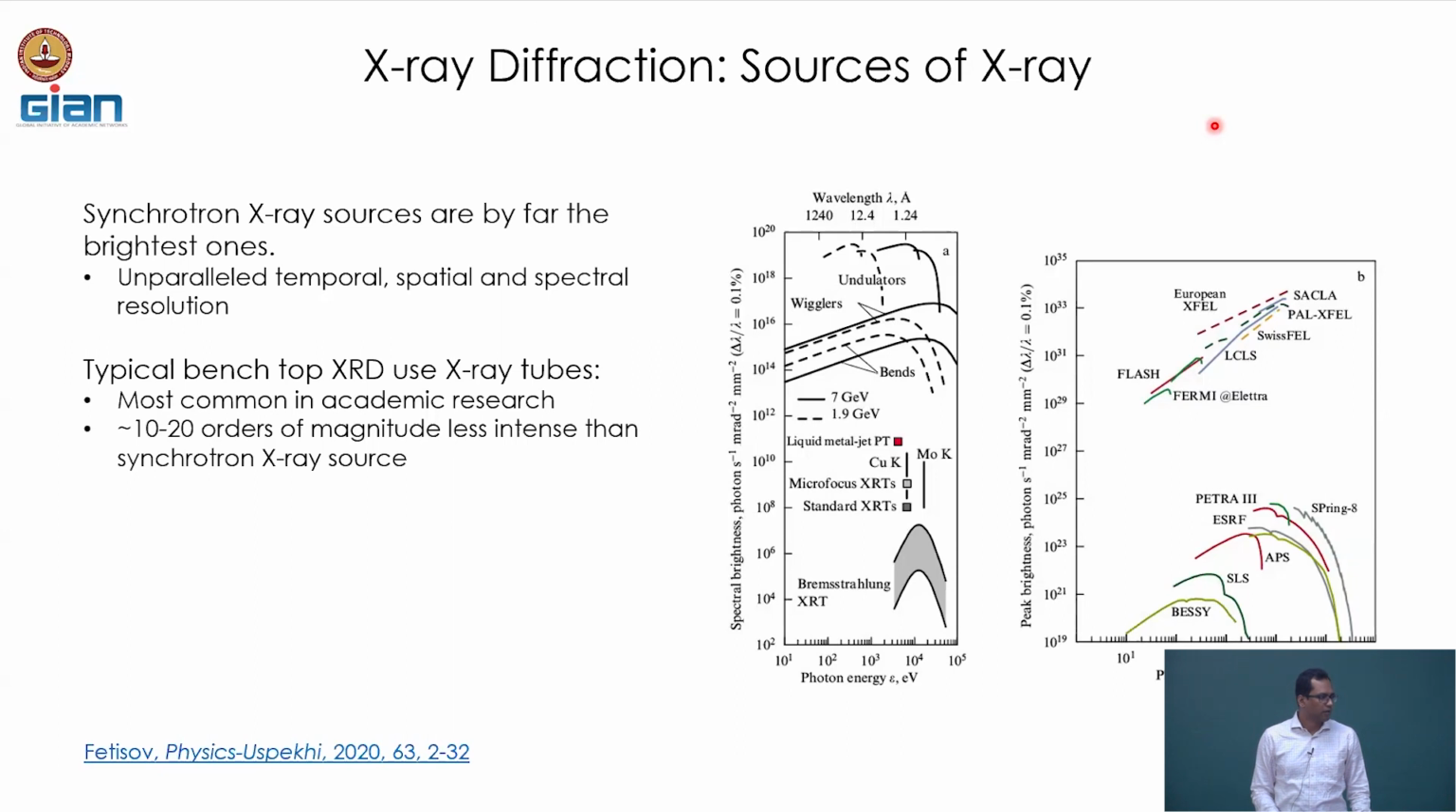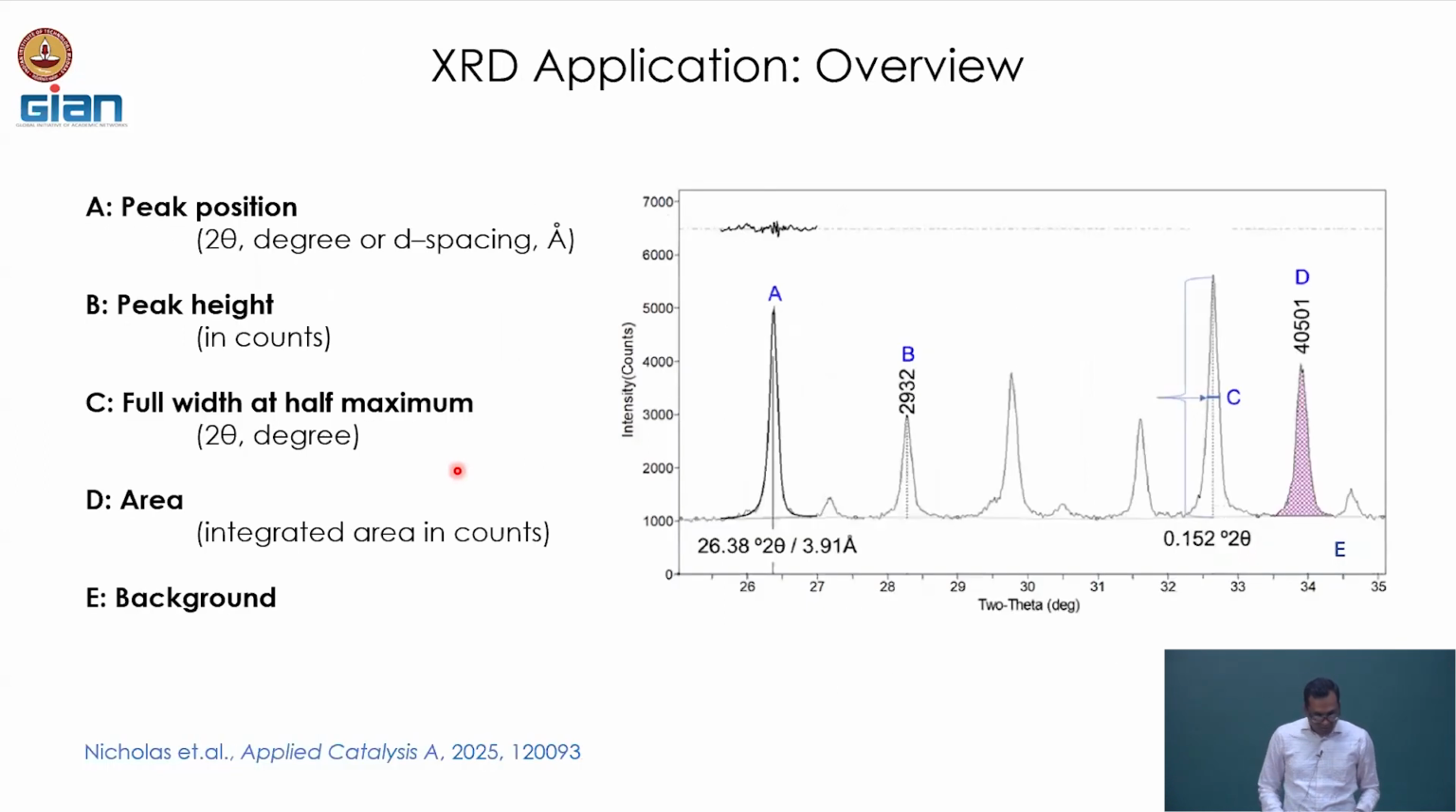In a synchrotron beamline, there is up to 10 to 20 orders of magnitude difference in the intensity, and hence what the synchrotron X-ray sources can do, the typical benchtop X-rays cannot do. But at least we have X-rays at our disposal without too much waiting, which can still give us information for which we would otherwise have to wait a long time for beamline experiments.